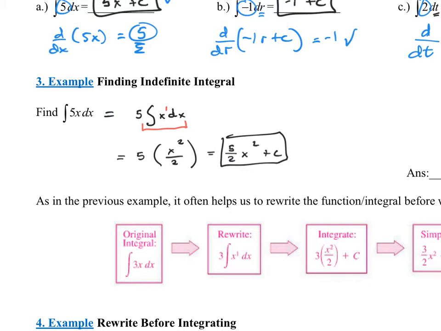So now I want to check my answer. If I find the derivative with respect to x of 5/2 x squared, again, the derivative of a constant is 0. Well, this would be 5/2 times 2x. Our 2's would simplify, and I'd be left with 5x. Notice that that is the exact same thing as the original problem, which means that answer is correct.